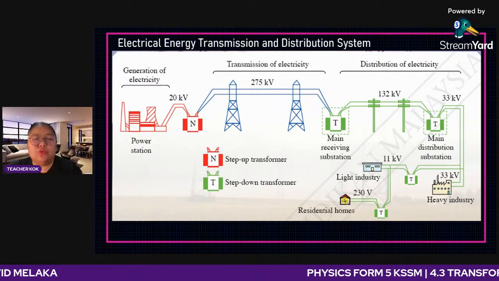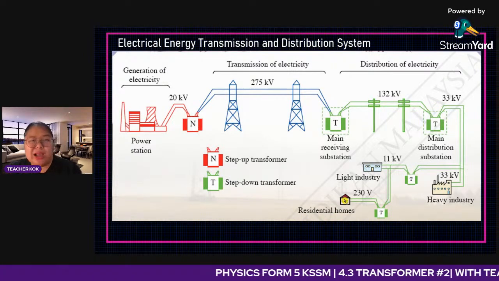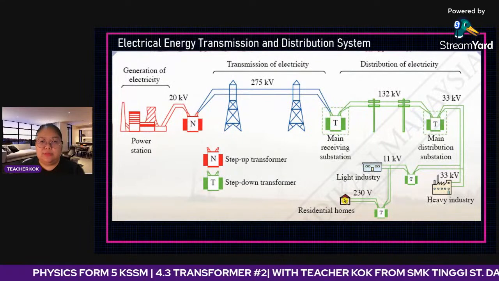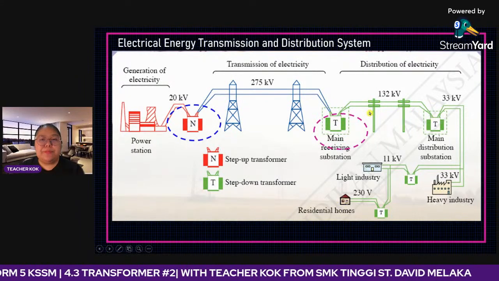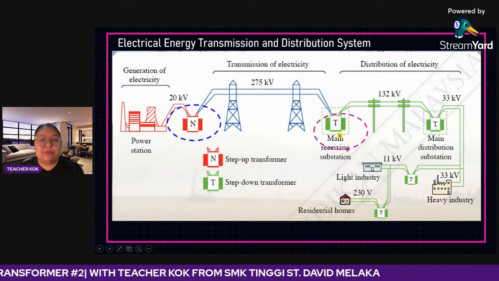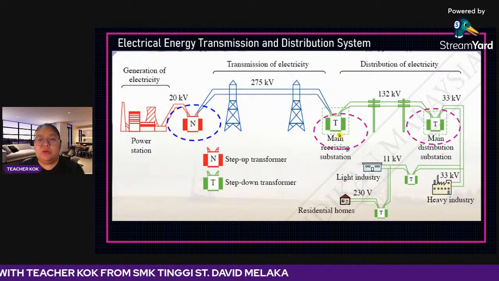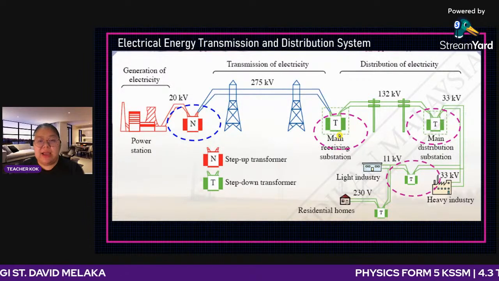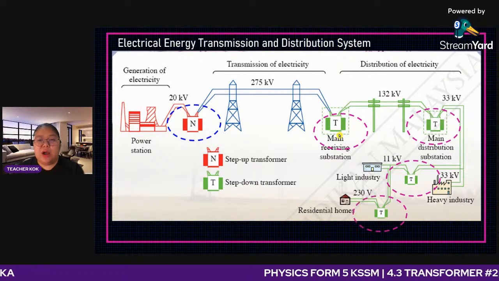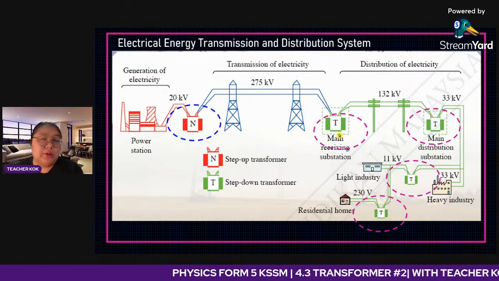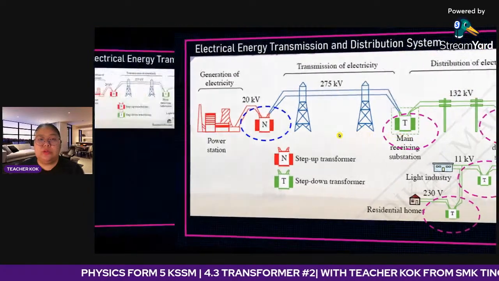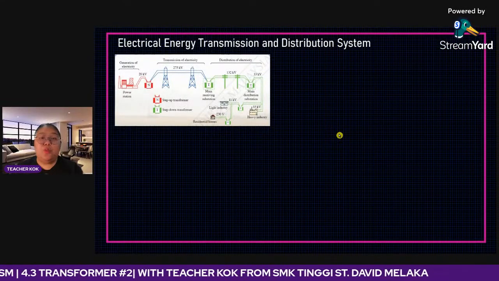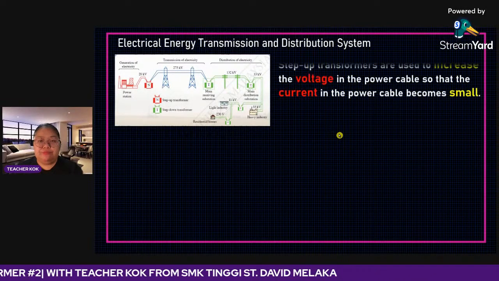Okay, now we go through why it is like this. Why is there step up only once, then the rest step down? Okay, we go to the next. The main receiving substation is the first one where they step down already. After that, they go to the distribution. They want to give to the heavy industry, light industry, and the last one goes to the consumer. So from here, we go to the diagram and see the explanation why the first one is step up.